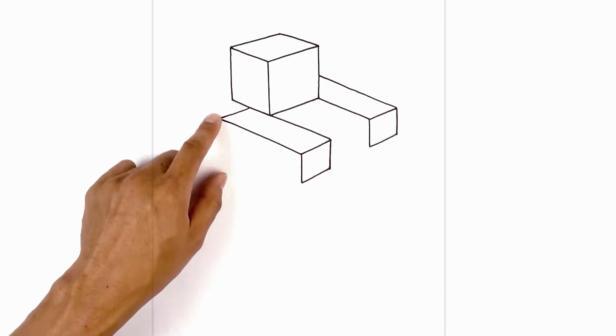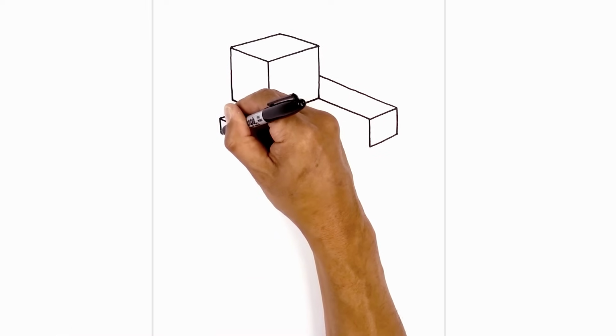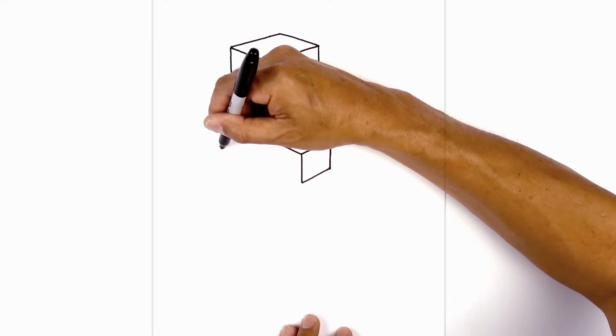Now let's move to the back of the arm and just draw the back edge of the arm here. So it's the same length line. From this top corner, we're going to come down. Now we're going to connect these 2 points with a straight angled line.